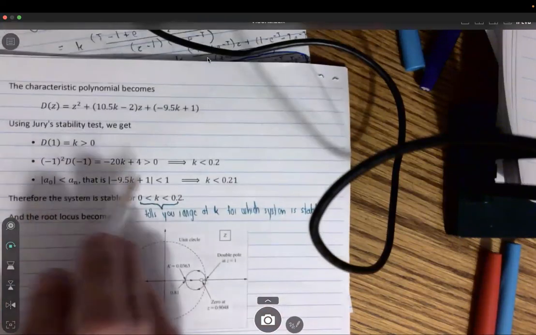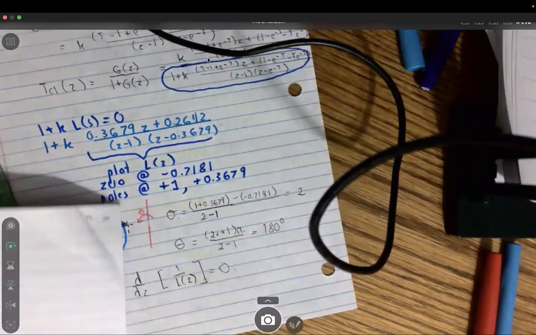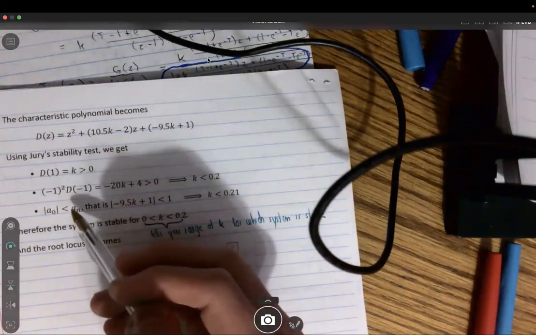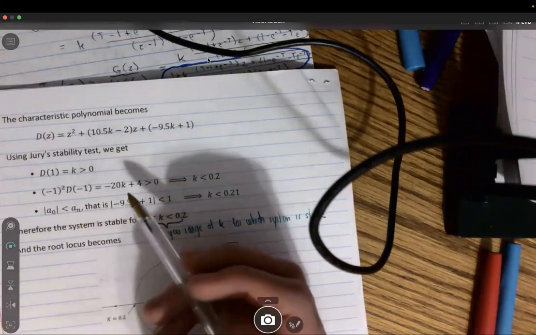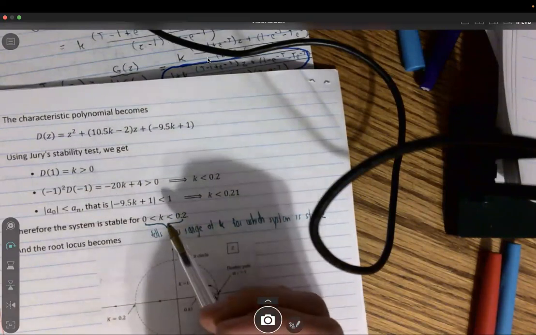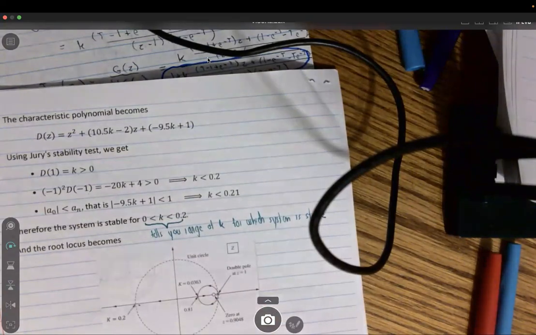So you have to apply your test. And your test here, the Jury stability test, you can get the ranges for your D(1) when you plug in -1, and then when you plug in your coefficients, depending upon your value of K here, that's how you're going to find out what your range is, and that will tell you when you break out of the unit circle. Does that make sense? Yeah, it makes perfect sense.